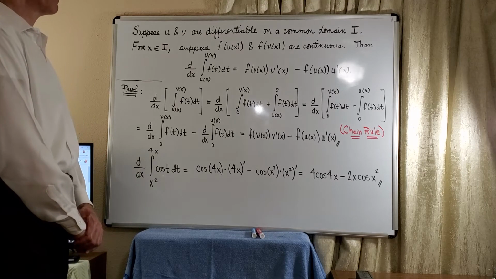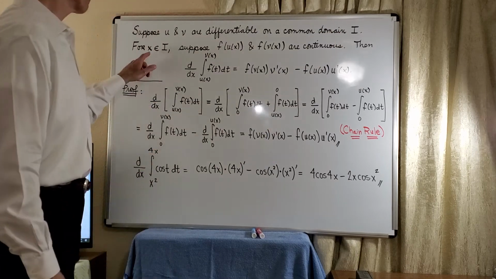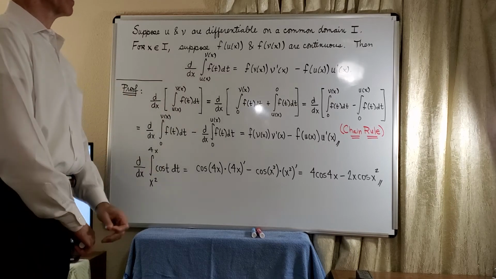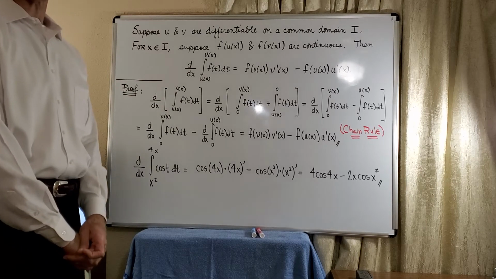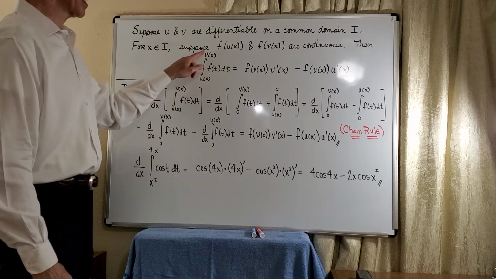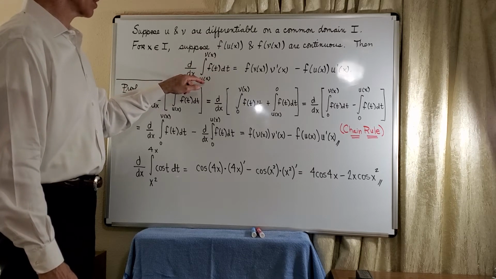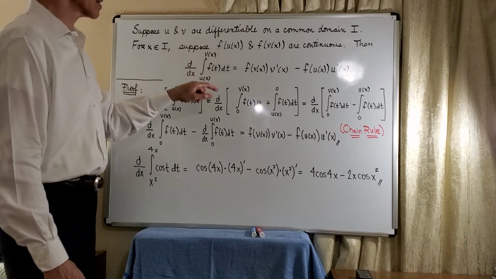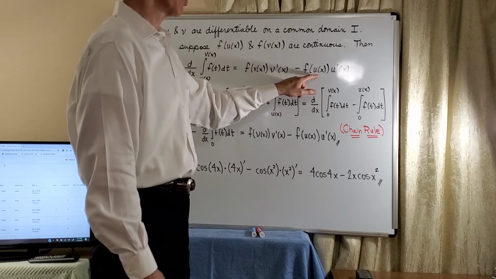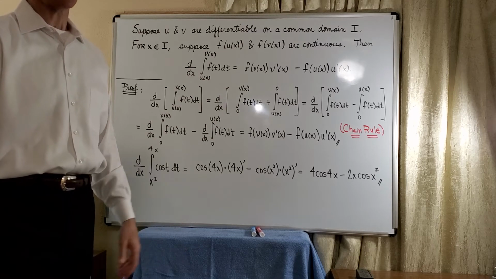So let's suppose u and v are differentiable on some common domain I, and for x in the domain I, suppose f of u of x and f of v of x are continuous. We just want to be able to integrate them. Then, if we differentiate the integral, that is, this is a function of x, the integral of f of t, lower limit u of x, upper limit v of x, we should get f of v of x times v prime minus f of u of x times u prime. So you're thinking that looks like the chain rule, and it basically is.